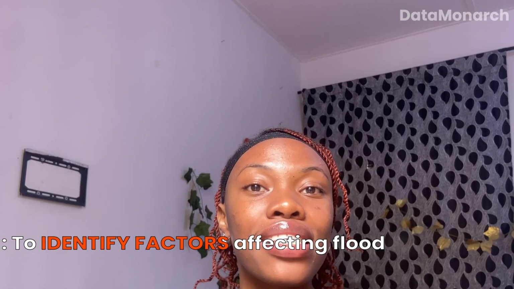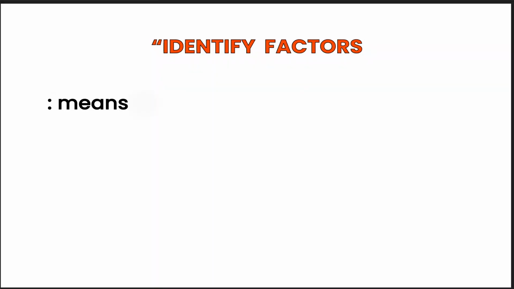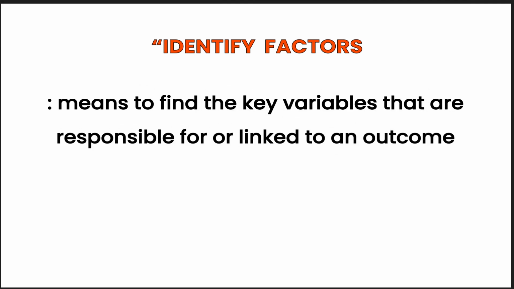The next word used in research objective is identify factors. For example, you can see a word like to identify factors affecting flood in a specific location. So you know that identify normally summarizes, but the next word after identify is the factors. You want to be able to identify the factors that actually affect flood. And remember that statistical analysis is not based on assumption, it's based on statistics. So to identify factors means to find out the key variables that are responsible for or linked to an outcome. The key word here is key variables, not assumed variables.